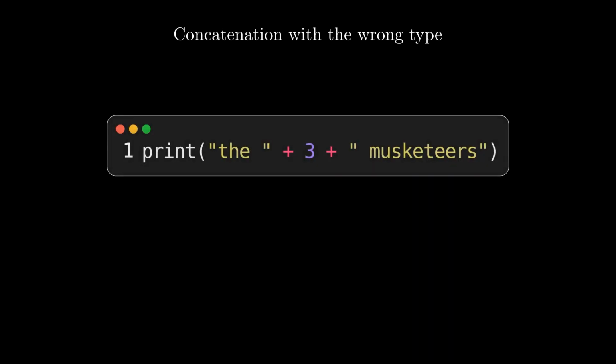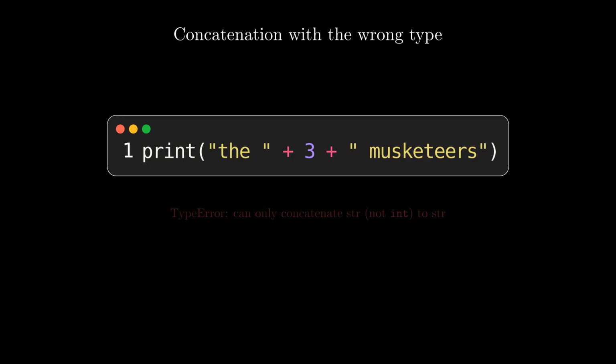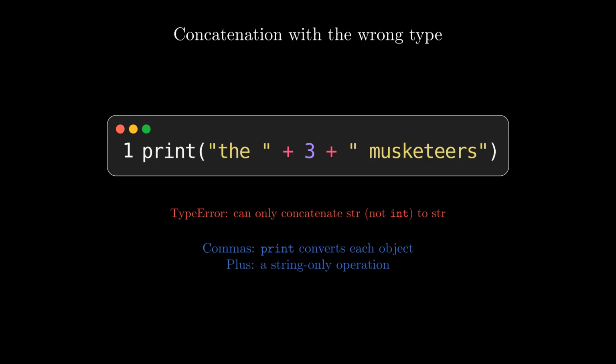Sometimes you don't want those automatic spaces. You want exact control over spacing. The natural attempt is concatenation. Print the string "the" plus 3 plus the string "musketeers". This raises a type error. Concatenation with the plus operator only works between strings. Python sees a string on the left and an integer on the right, and refuses to glue them together. Commas accept any type because print converts each object for display. Plus is a string operation. It demands strings on both sides, and the integer doesn't qualify.